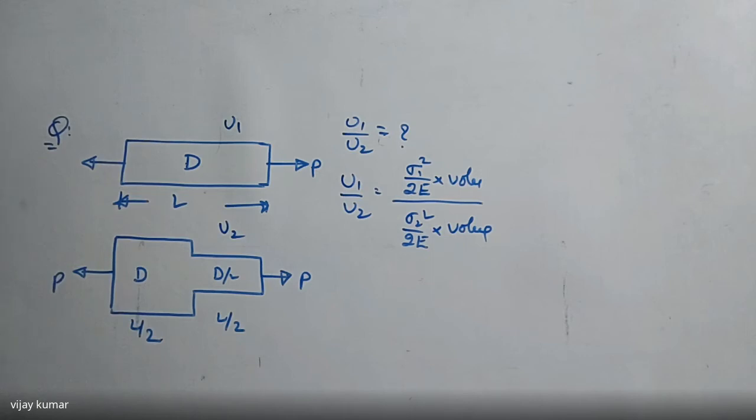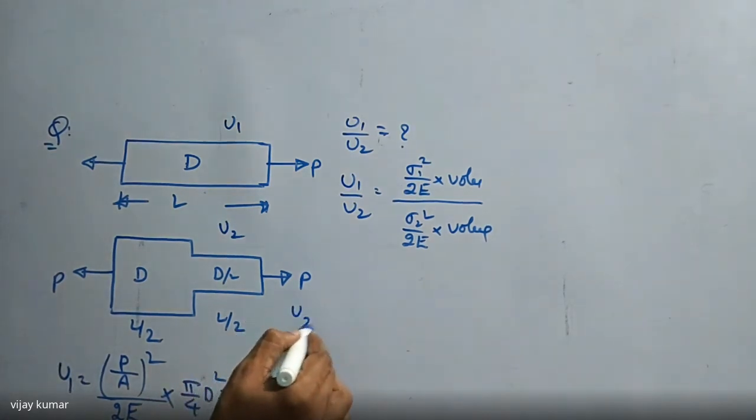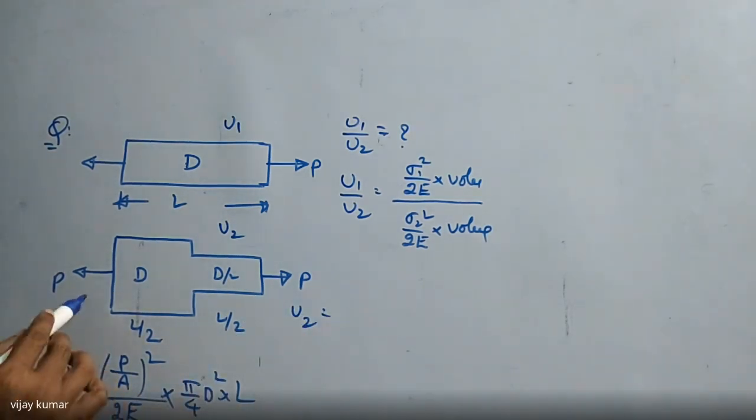Right. Here, first of all, U1, I'm going to find it. So U1 is nothing but strain energy, that is (P by A) whole square into 2E into volume. Volume is nothing but pi by 4 into d square into L. That is the value. And U2 is equal to how much?